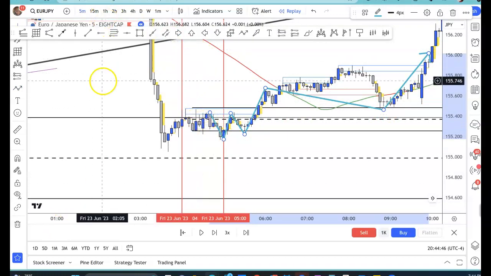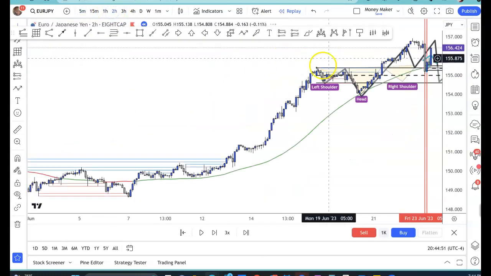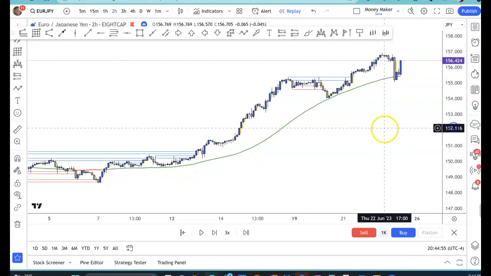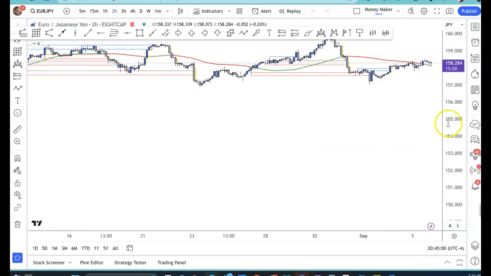So I hope this clears up everything for you when it comes to back testing, forward testing. Please, please, please, I encourage you to do both. It's going to take your trading to the next level.